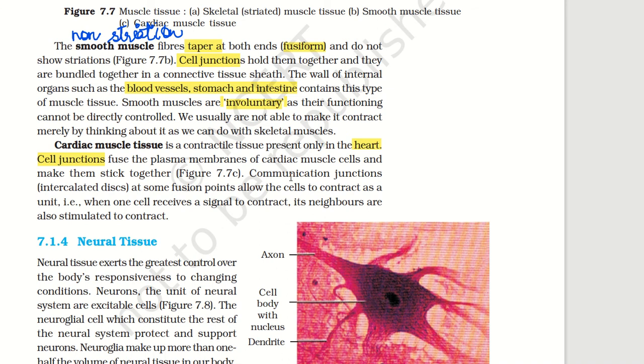These cardiac muscles have communication junctions or intercalated discs, which will receive the signal and pass it through these communication junctions to the neighboring cells. So if one cell receives the signal, it will pass that signal to its neighboring cells, and thus bring about contraction.